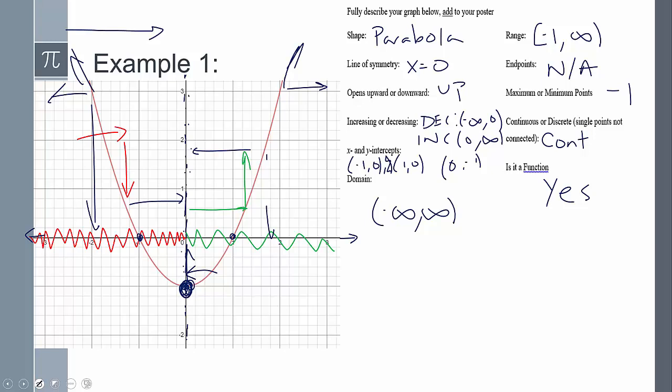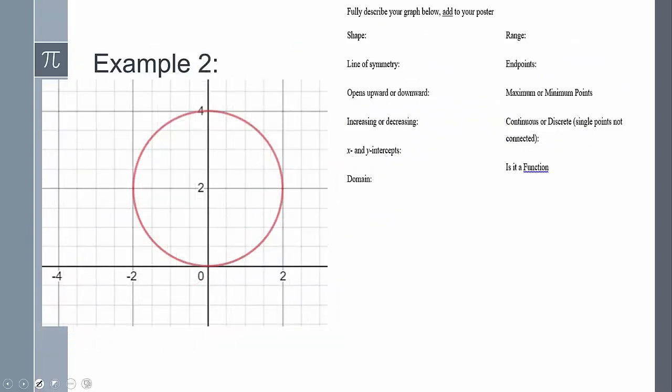Another little thing that I kind of want to add is this whole increasing or decreasing. We generally only want to apply that rule when it's a function. If it's not a function, we can't really describe intervals of increase or decrease. So in this instance, this is not a function, and so it's not really going to apply. And so is it a function? No.